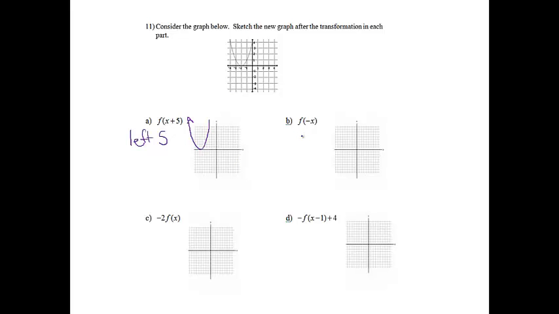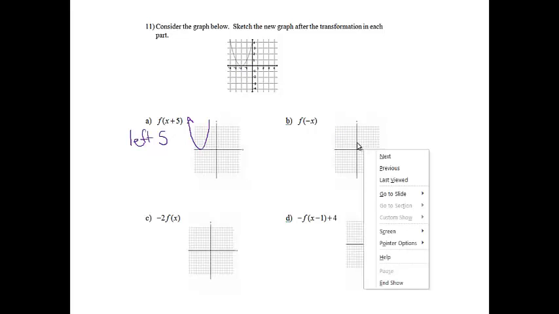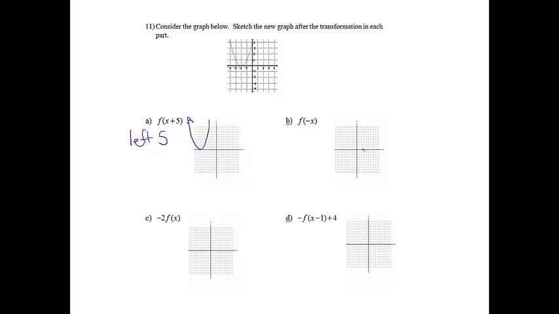Okay, f of -x is going to flip the graph about the y-axis. So this will be a reflection about the y-axis. So instead of being over at -2, it's going to be over at 2, and it will still hit up at 4. And it's still going to be the same shape. It's just reflecting over the y-axis.